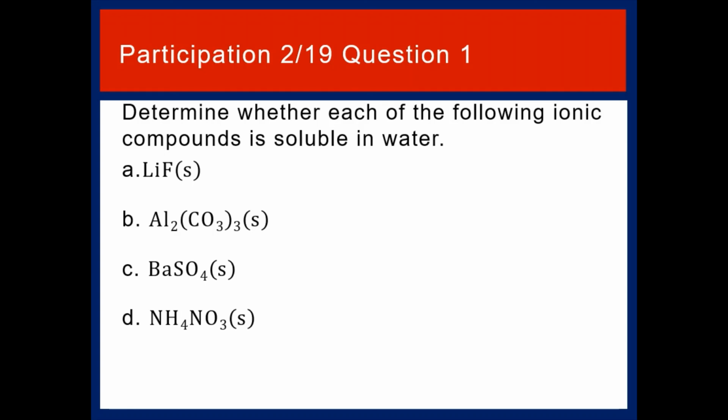Question 1 for participation 219. Determine whether each of the following ionic compounds is soluble in water. First, I have LiF, that's lithium fluoride, then Al2(CO3)3, that's aluminum carbonate, BaSO4 is barium sulfate, and NH4NO3 is ammonium nitrate. So for this first question, I have these 4 compounds. I would like to know whether or not each of them is soluble or insoluble in water. You just need to tell me soluble or insoluble. That's all I'm looking for on the answers there.